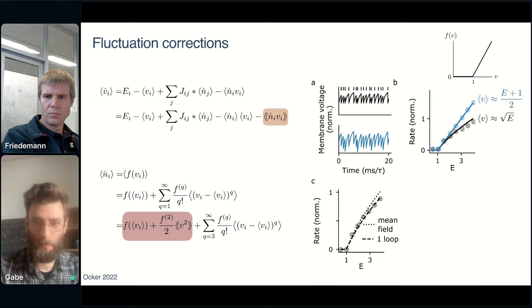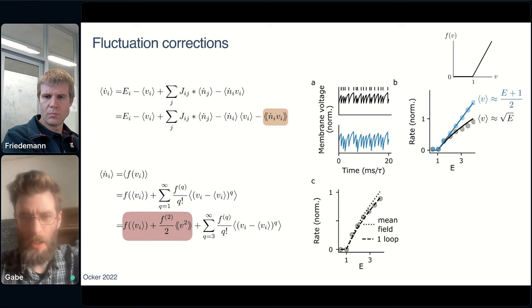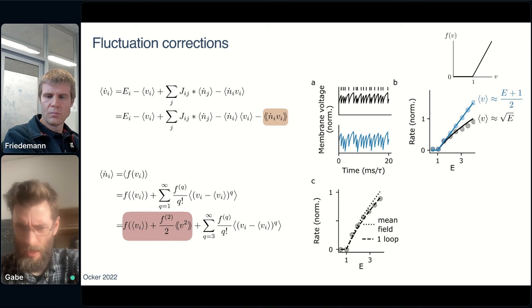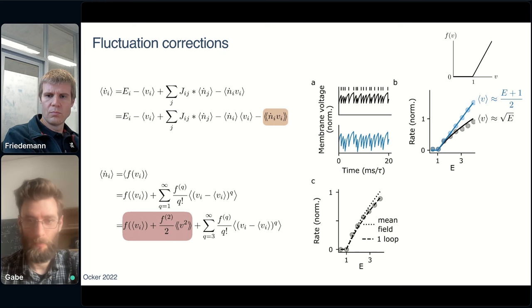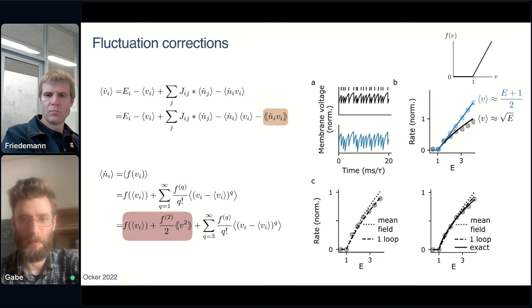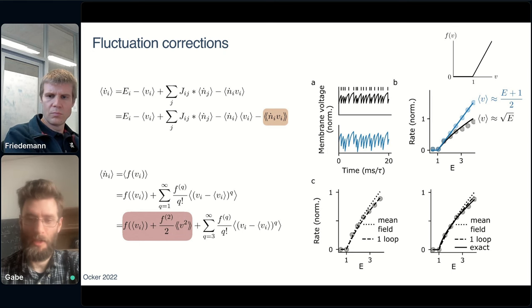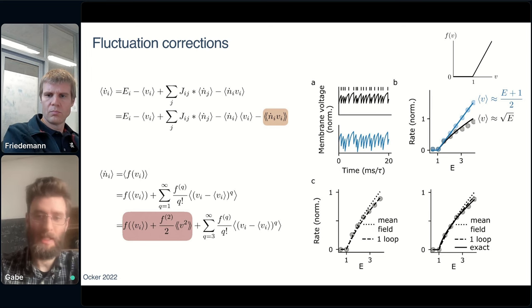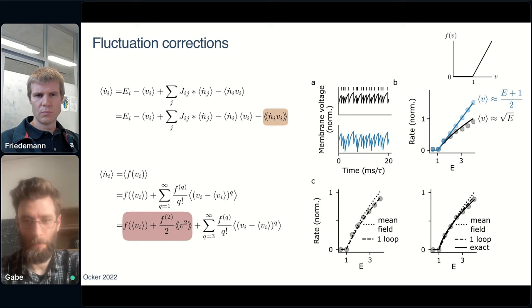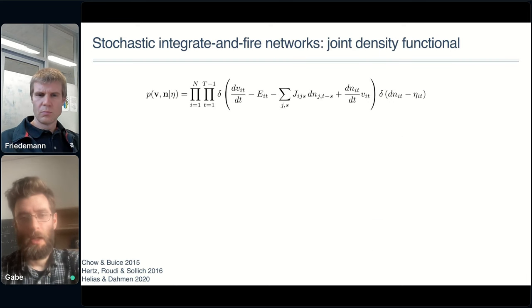But we don't have to neglect them. We can take them into account in a self-consistent fashion. And that's what I'm referring to in this bottom plot when I draw this one-loop line, which gives us a much better description of activity in this simple single neuron framework. We can also do an exact calculation by drawing an analogy to a renewal process. I'm not going to go into the details of that; you can see the paper that I'll cite at the end for that.